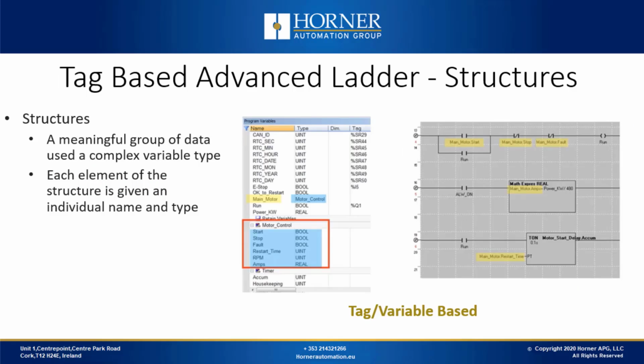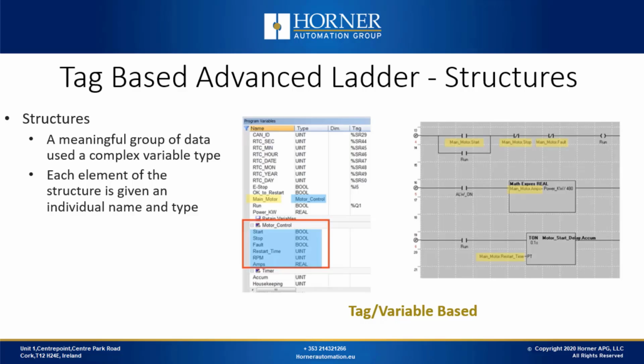There are also features that incentivize our users to program with tag-based logic, one of which is structures. A structure is a meaningful group of data that can be used as a complex variable type. Taking a look at the graphic in the center of the screen, in the red box, I'm showing you the creation of a structure called motor control, that has 6 different elements in it, 3 of which are Boolean, start, stop, and fault, 2 of which are unsigned integers, restart time and RPM, and 1 is a real value, amps. These variables are all related, but can have different data types.